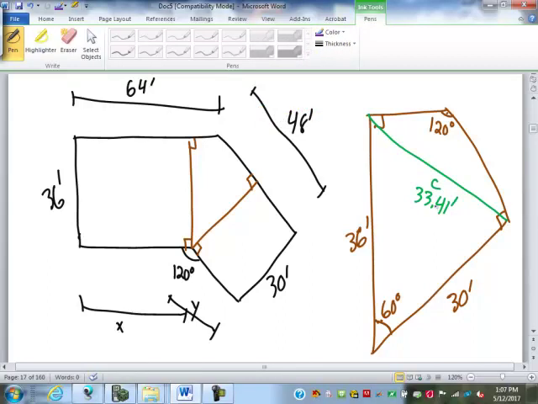Anybody not sure how we got that? What's the formula again? C squared is equal to 36 squared plus 30 squared minus 2 times 36 times 30 times the cosine of 60 degrees. I'm multiplying between the 36 and 30. Gotcha. Now find this angle for me.